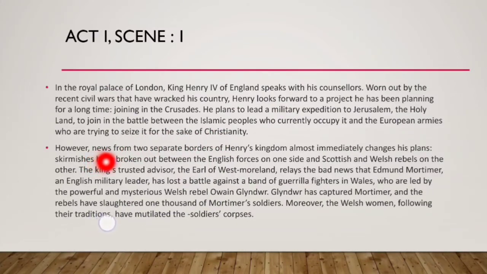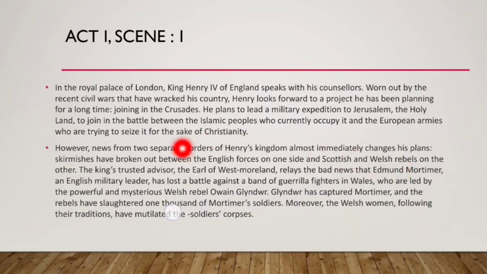However, news from two separate borders of Henry's kingdom almost immediately changes his plans. As I said earlier, the kingdom was ravaged by civil wars and internal conflicts. Skirmishes have broken out between English forces on the one side and Scottish and Welsh rebels on the other side. So small troubles have been brewing.